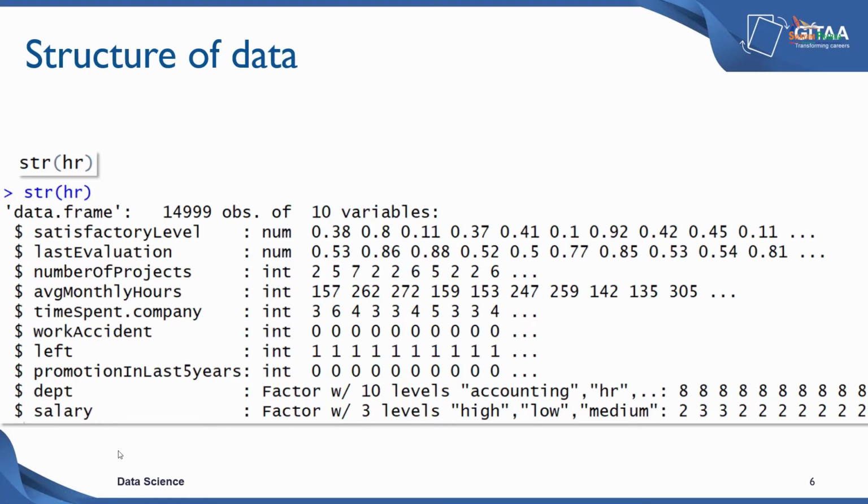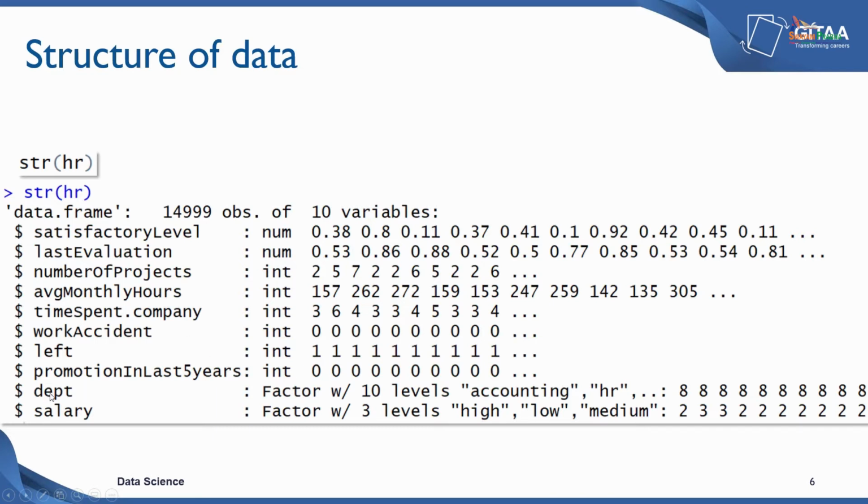Now this basically tells us that HR is a data frame with 14,999 observations and 10 variables, that is, the number of rows and columns respectively. Also on the left, you'll see that all the variables have been mentioned, and in the next column you will see their data types mentioned. And what you see after that are the first few values in every given column.